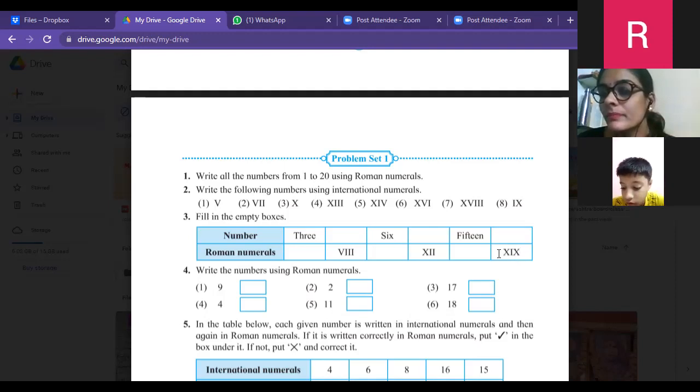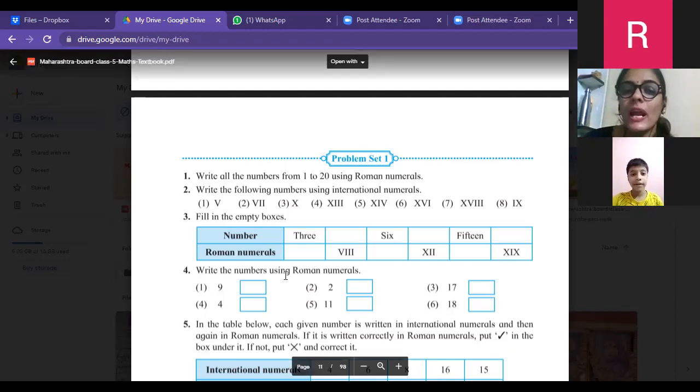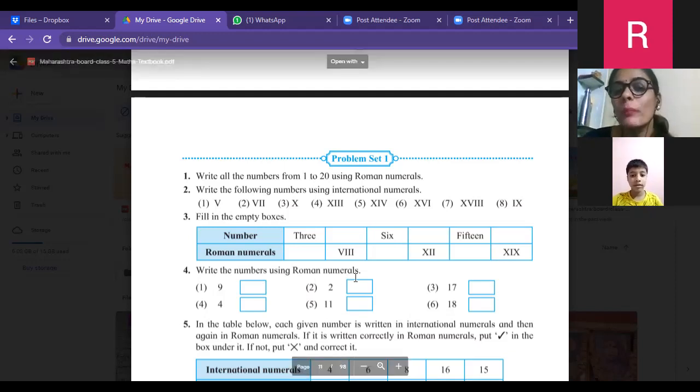10 already there and this is 9, so it is 19. Clear? So this one, the last one, is your 19. 10 or 10 minus 1 is 9, so total is 19. Clear? Yes, teacher. Now write the number using Roman numerals.